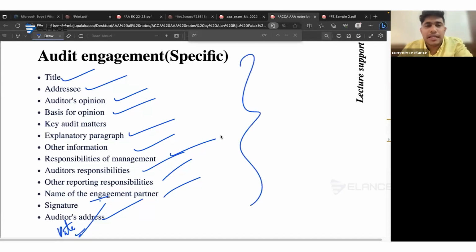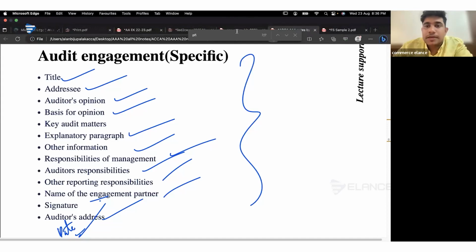And normally you will not be getting the complete format of the audit report. When it comes to your exam, you will be getting only an extract of the report. So you're only required to criticize the extract which you will be getting for the exam. So this is how you will be getting questions on critical appraisal.